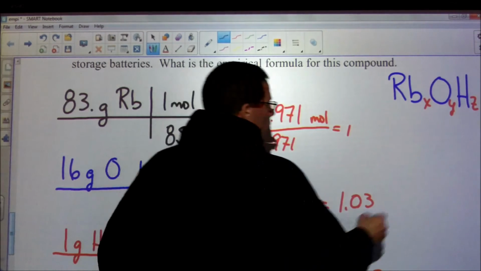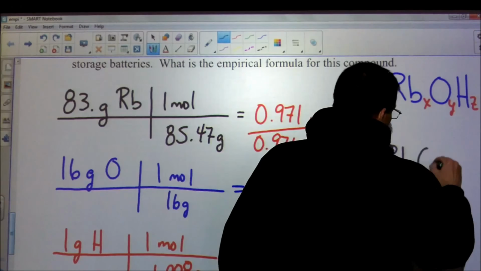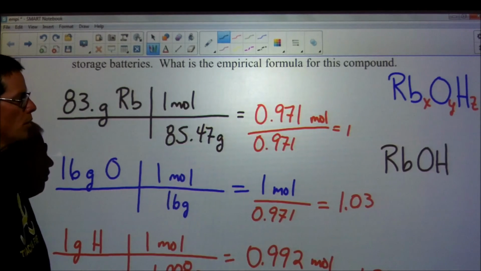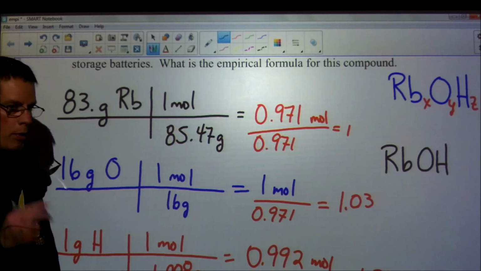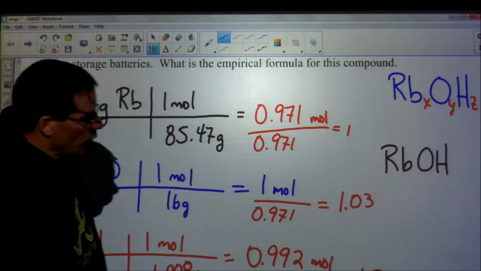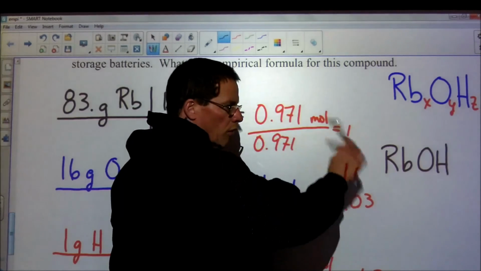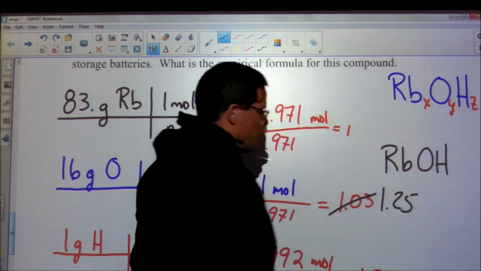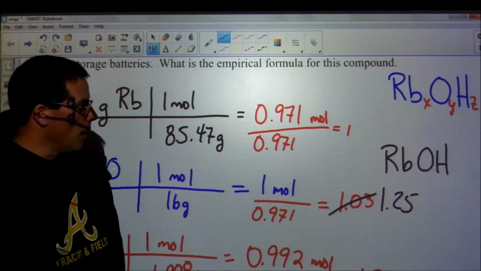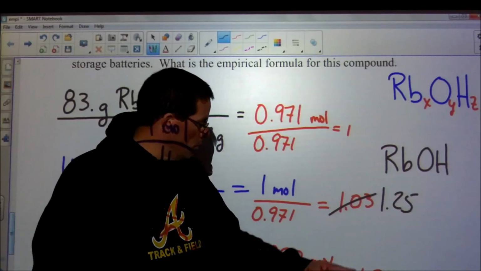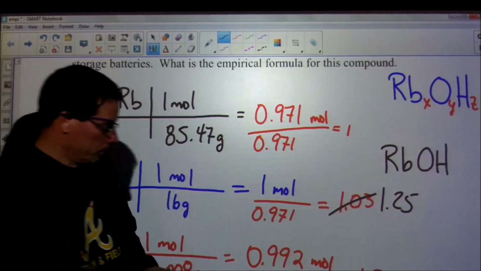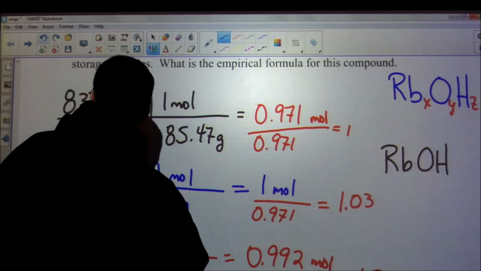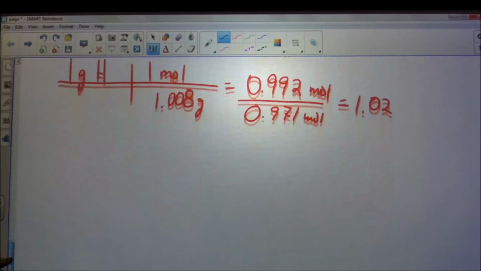So our formula is RbOH because those all have a representative 1. So our mole ratios are very, very close to 1. Now again, what we don't want to do is round too much. So if you had, hypothetically speaking, we're finished with this question already, say 1.25 as your mole ratio amount, then we would want to make sure that we do some multiplication on these other ones. But we didn't, so that's good. Okay. Let's look at the next one.